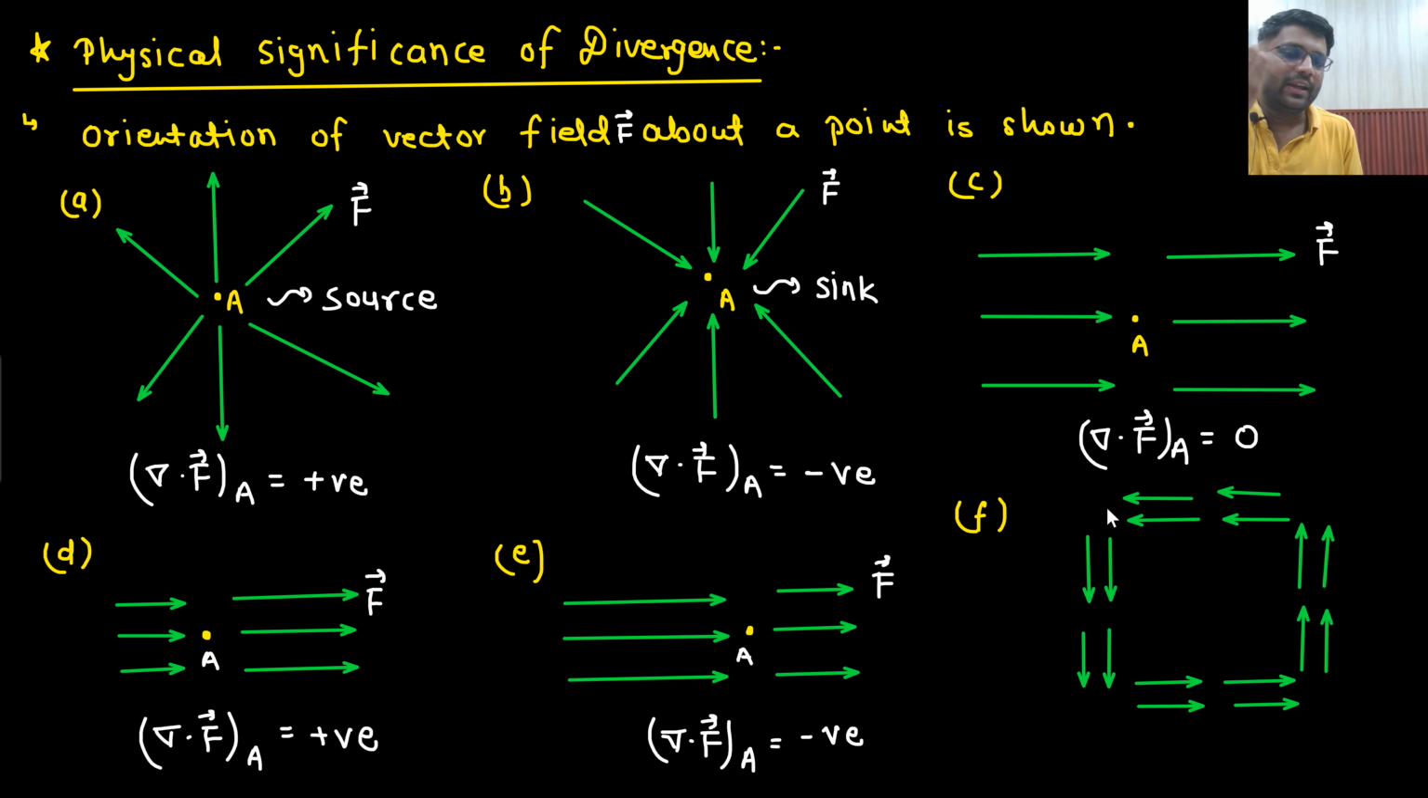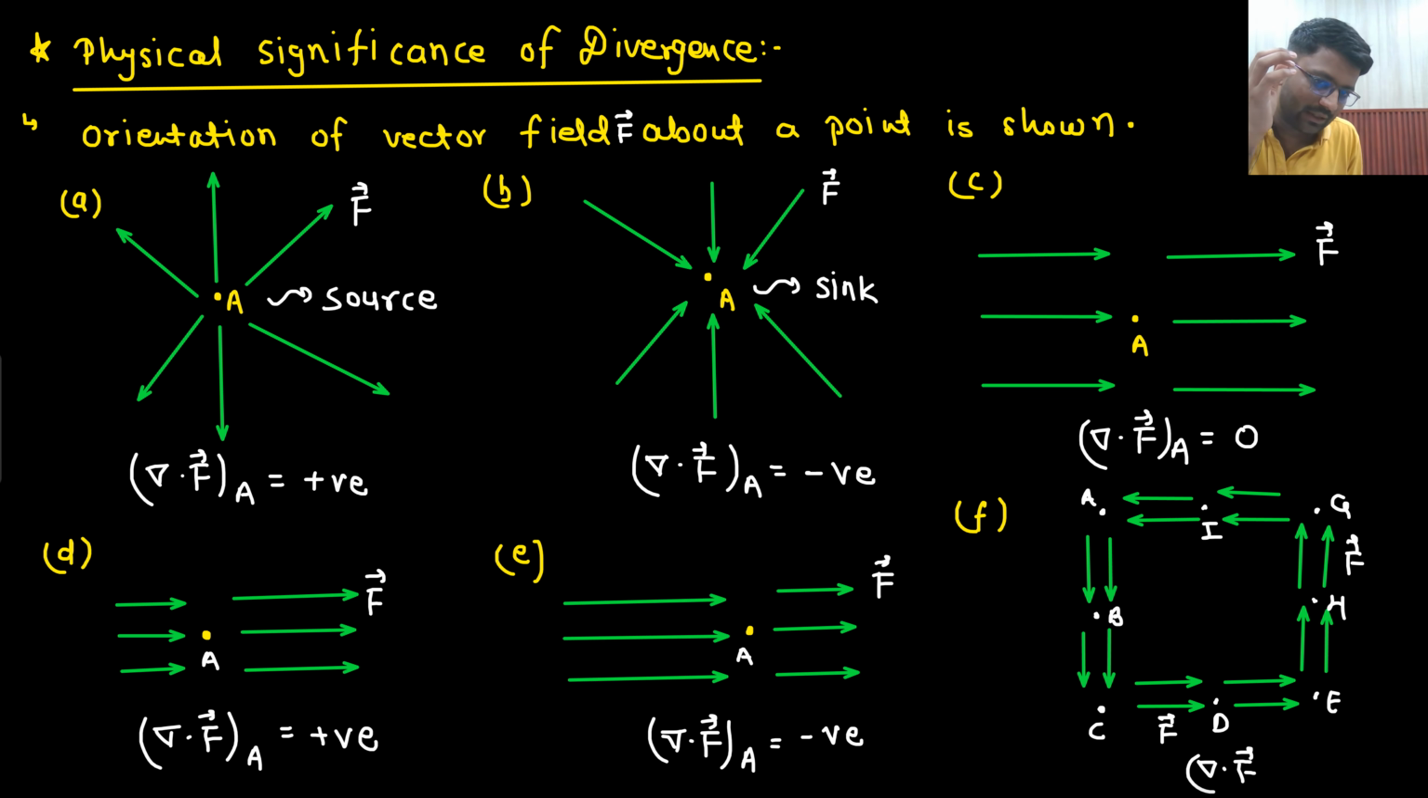Let's talk about this scenario. Take any point. Let's just say this point is A, this point is B, this point is C, this point is D, this point is E, this point is F. Let's not take F. This point is G, this point is H, this point is I. And the vector field lines are F. Now if I am asking you, what is the value of del dot F at all the points?